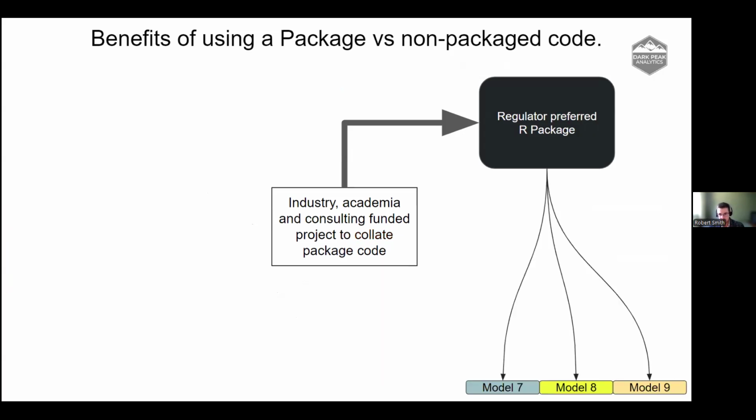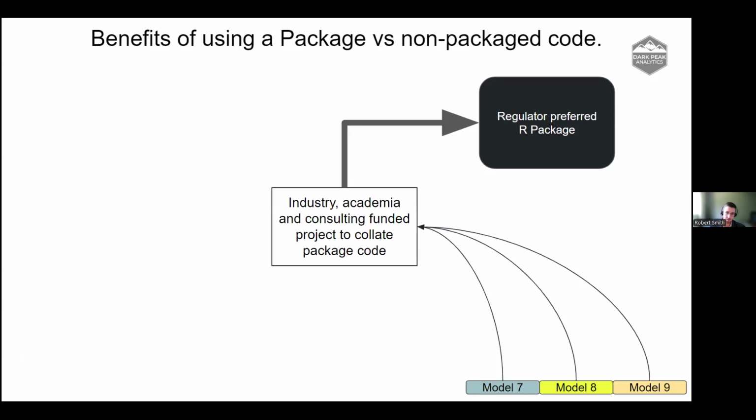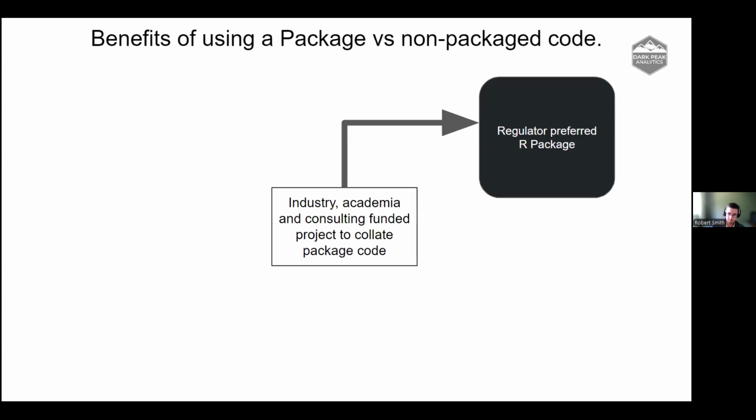And so the idea is that then users for model 7, 8, 9 can just use the functions from that regulator preferred R package. And there are discussions ongoing about how to implement this. And those, of course, would feed back into this process. And so then that regulator preferred package gets slightly bigger with more functions. And then that process continues.